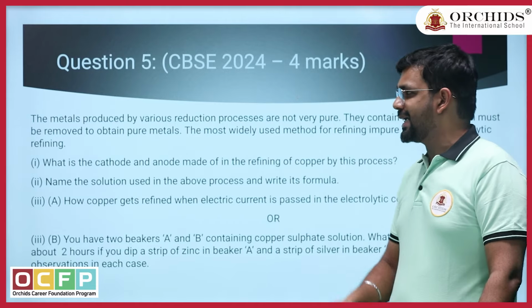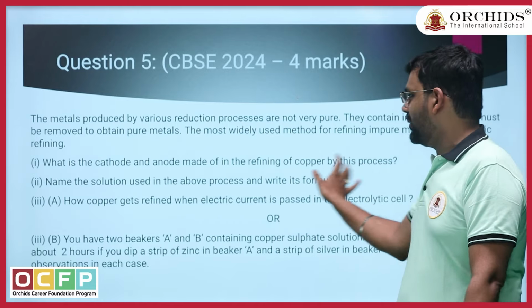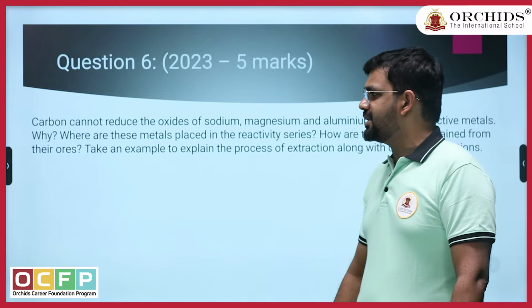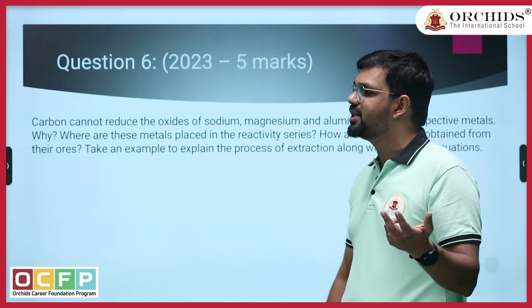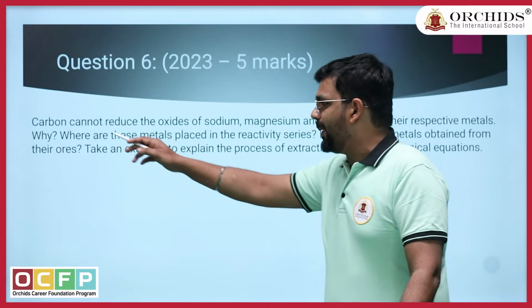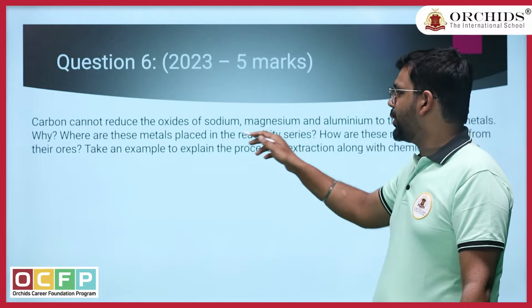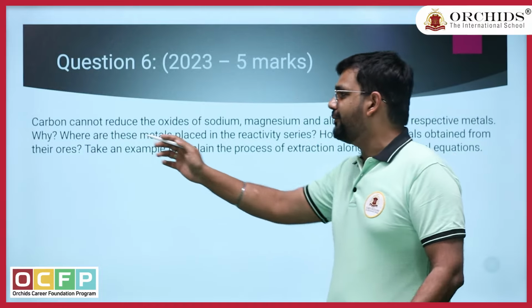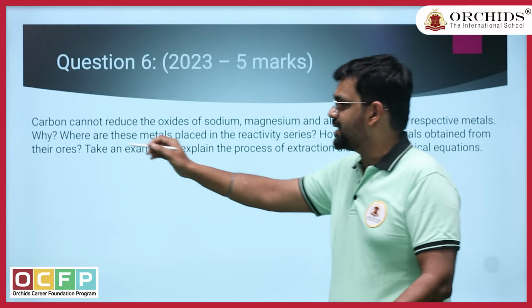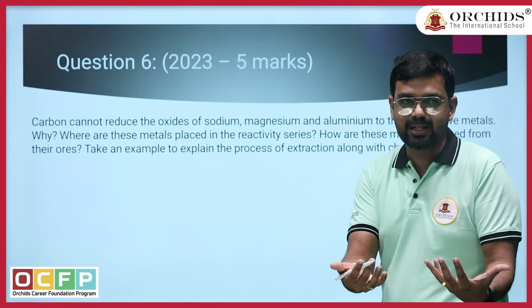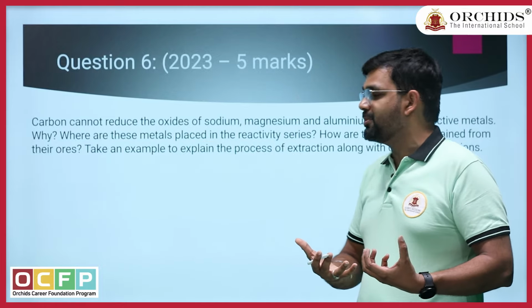Shall we all move to the next question, which is question number 6 on the screen now. Question number 6 is a 5-marker question from 2023. Again, it is based on the reactivity series. You have to remember the reactivity series without fail, which I will cover in the last part of the session. Carbon cannot reduce the oxides of sodium, magnesium and aluminum to their respective metals. Why? This is a statement problem. The second question is how these metals are obtained from their ores, which is nothing but the extraction of metals. Again, the extraction of metals comes into the scene here.